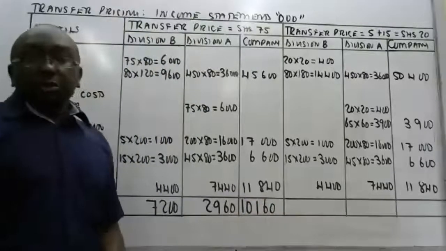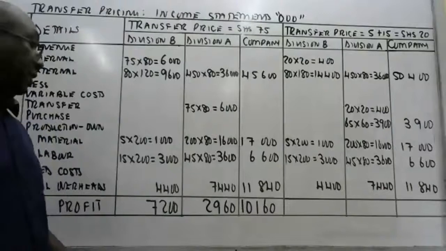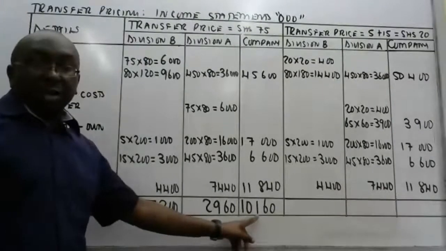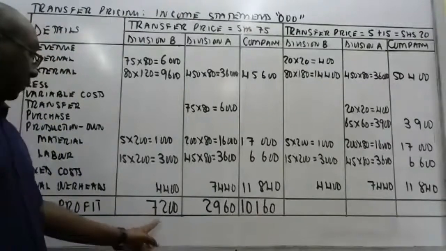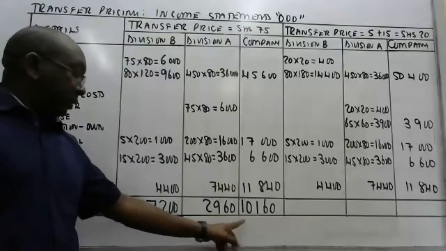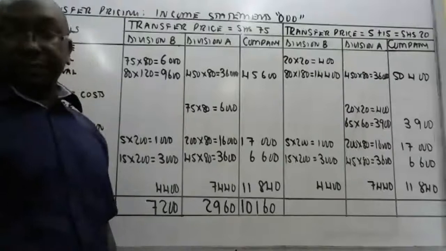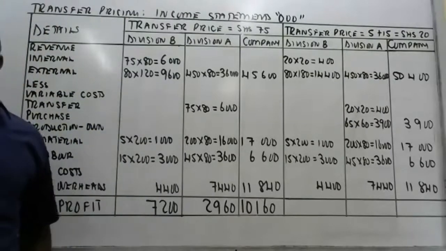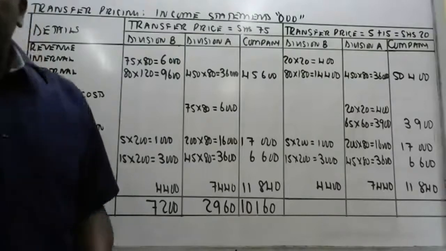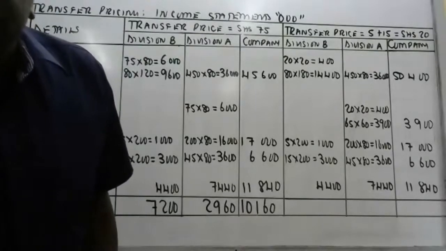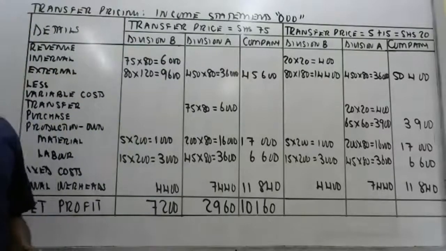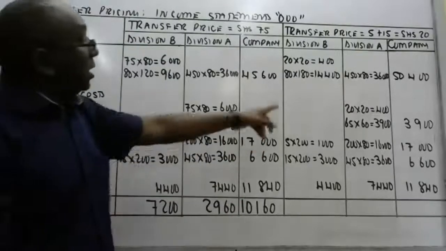And I told you for transfer pricing, if you add this to this, they should give you the one for the company. Can you confirm? 7,200 plus 29.60. Is it 10,160? They should agree. Good. If they are in agreement, that is good. To solve the kwa hii.